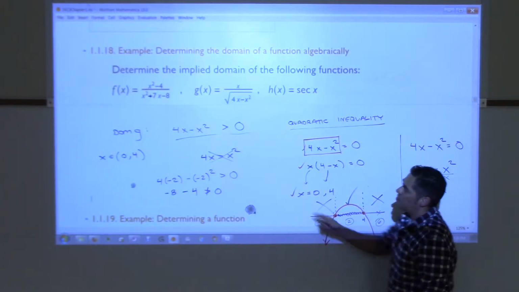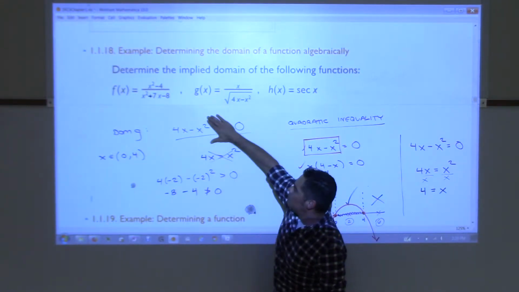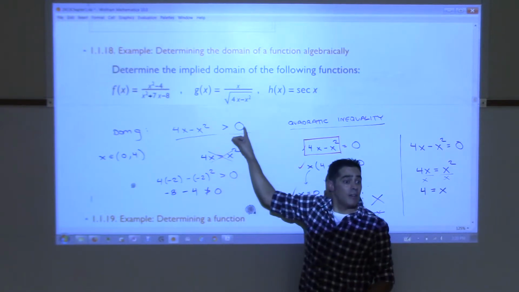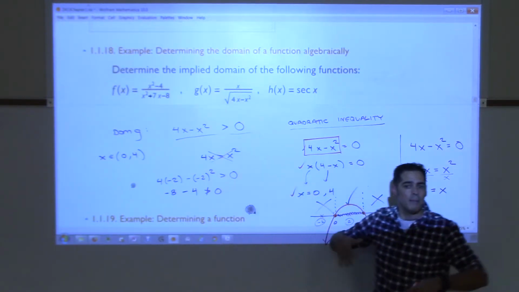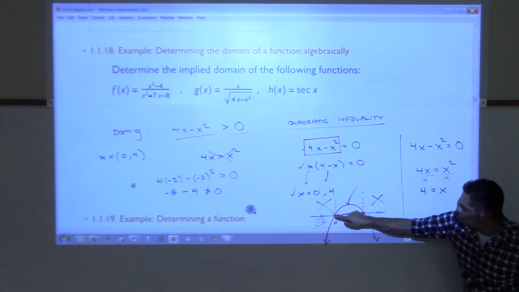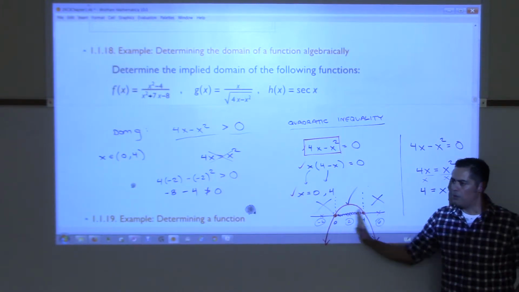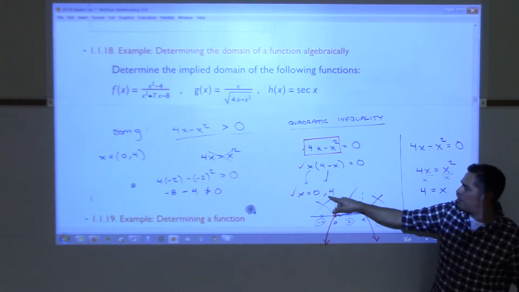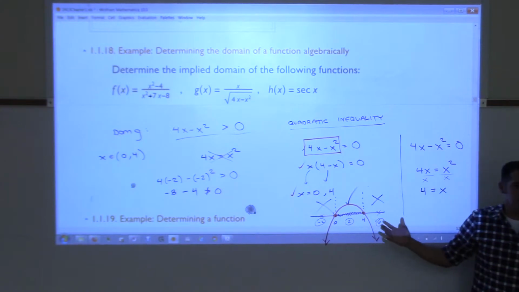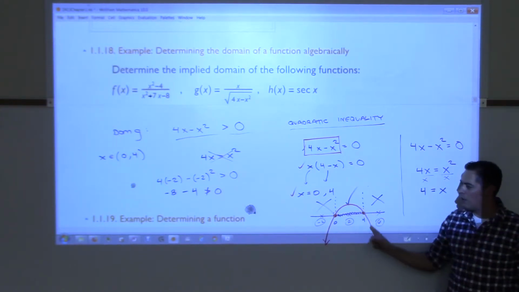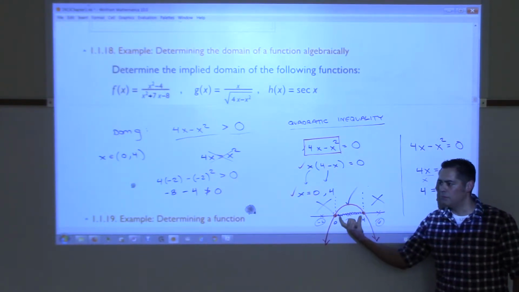And what we're asking ourselves is, when is that parabola greater than 0, right? So when is it above the x-axis? Well, right there, right? Between 0 and 4. So once you get these, if you know what that looks like, you don't have to do any test points. You can just draw a quick little parabola and be like, oh yeah, here. Make sense?